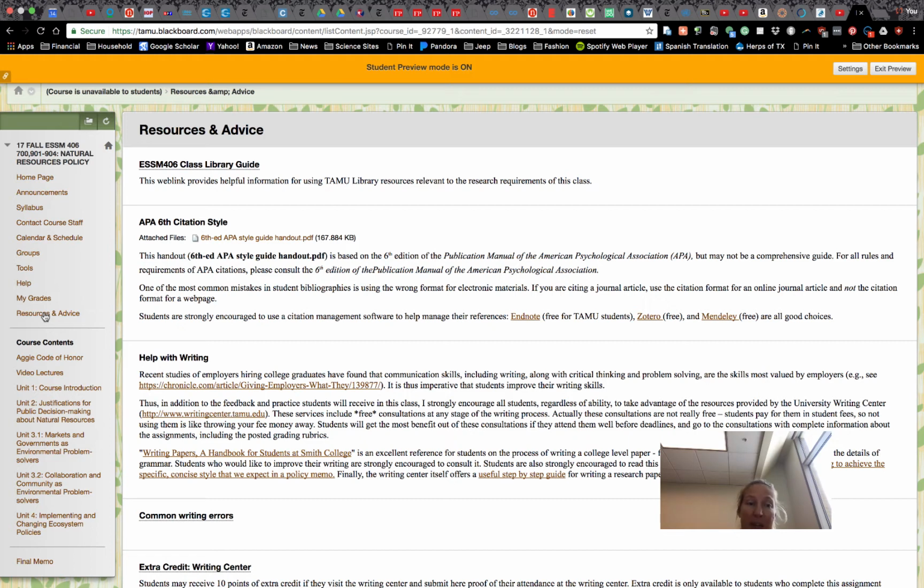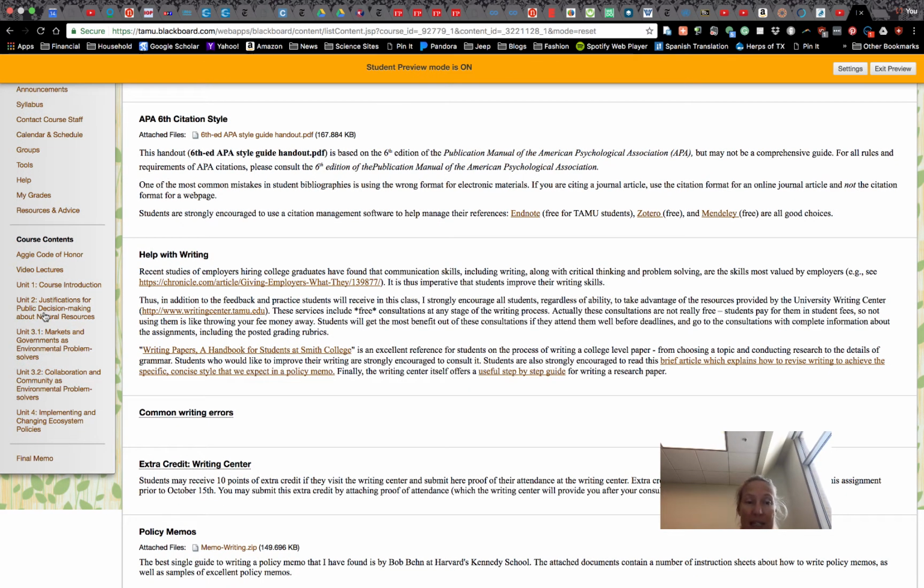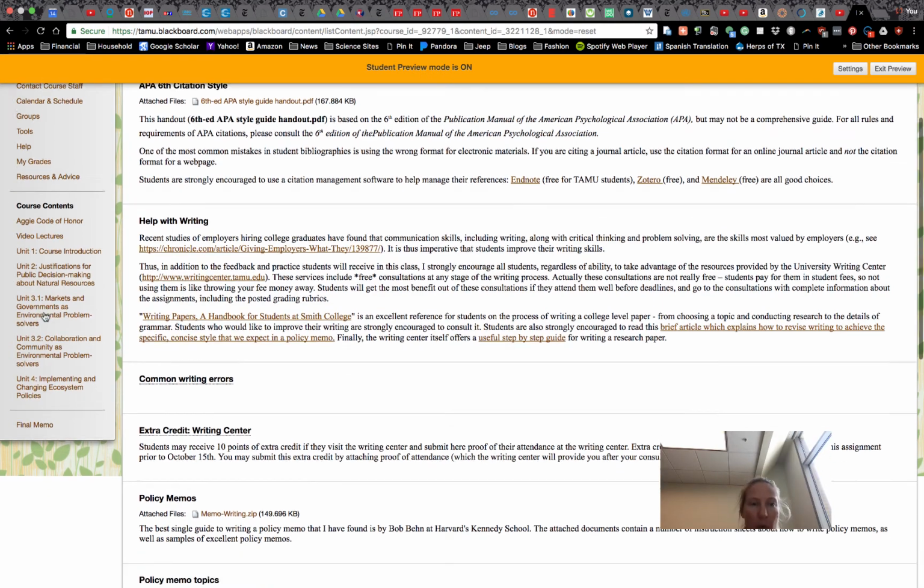We also have the APA 6 citation style, which will help you understand how you should format your bibliography at the end of your memo. And then it also gives you some links to use citation management software, which is EndNote, Zotero, Mendeley. All of these are free, and they're good choices, and they should make your life easier as you're writing your papers or your memos. There's also some ideas about help with writing, and giving you some articles to read, and a step-by-step guide for how do you write one of these policy memos, structuring it well.